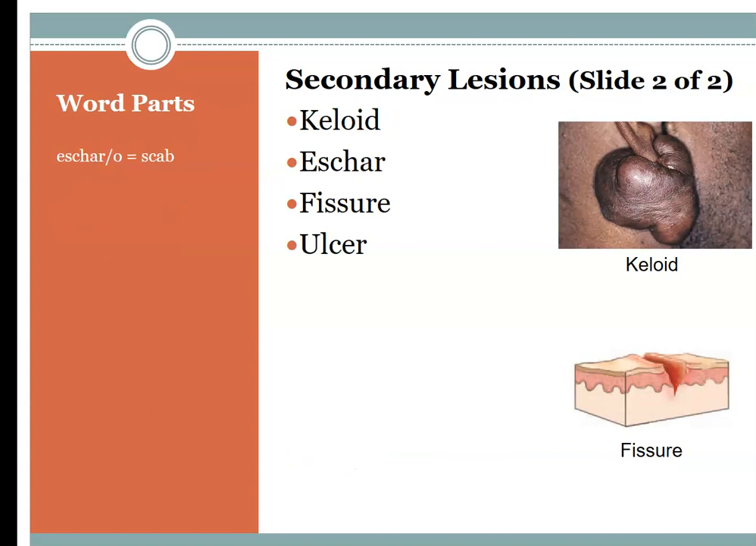A keloid is an overgrowth of tissue at the site of an injury. An eschar is dried serum, blood, and or pus that can occur at the site of an injury or a burn. A fissure is a crack-like lesion of the skin. An ulcer is a circumscribed crater-like lesion of the skin or a mucous membrane. It is important to note that ulcers can occur on the outer surface of the body as well as on the inside. And your word part for this one would be escharo, which is scab.